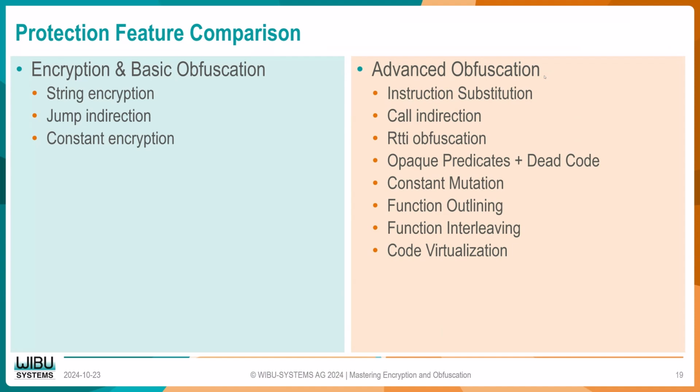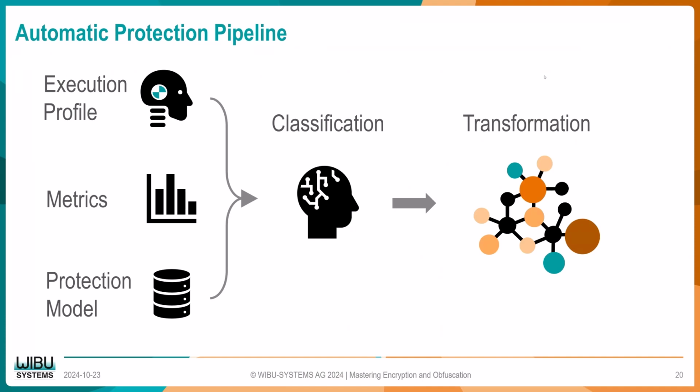So we have a variety of techniques, and they have different impact on performance and size. Code virtualization is slower and makes code larger. Also, function outlining increases the size, and so on. So we have different impact. And for this, you might question, what can I do about performance when I want to have high security? For this, we have our automatic protection pipeline.